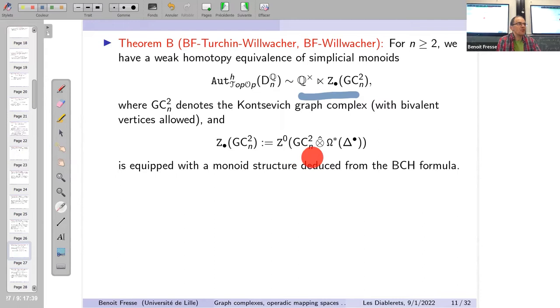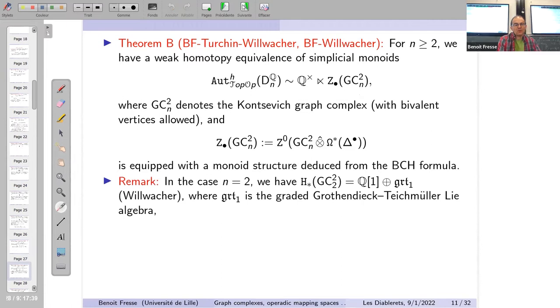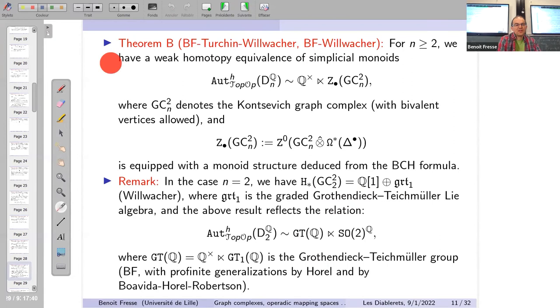And just to mention the relationship between this statement and other results. It was already mentioned that in the case where n is equal to 2, Thomas proved that the homology of a graph complex is the one-dimensional Q vector space put in degree 1 plus the Grothendieck-Teichmüller graded Lie algebra. And this statement here actually reflects this relation, which was also mentioned by Geoffroy in his talk, between the space of self-homotopy equivalences of the rationalization of D2 and the rational Grothendieck-Teichmüller group.